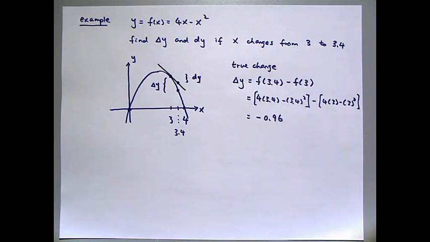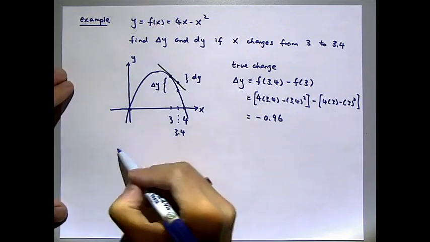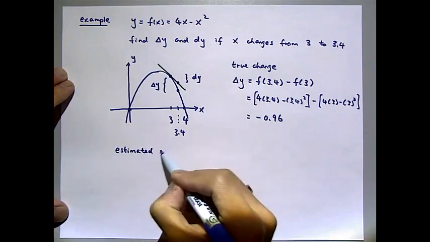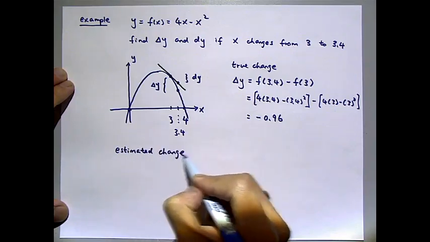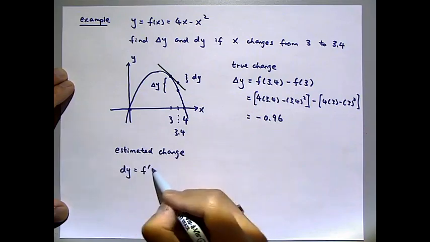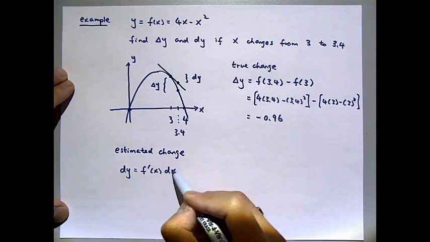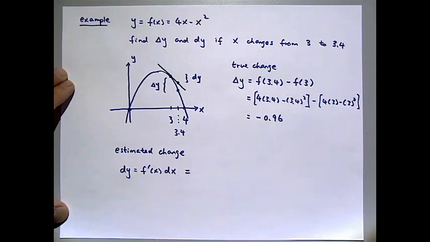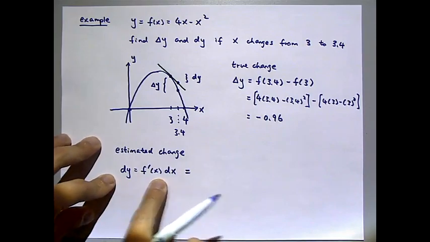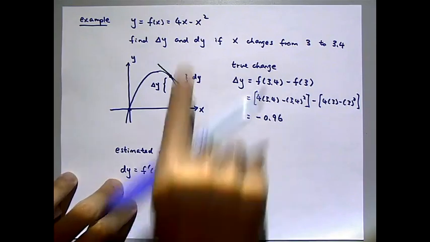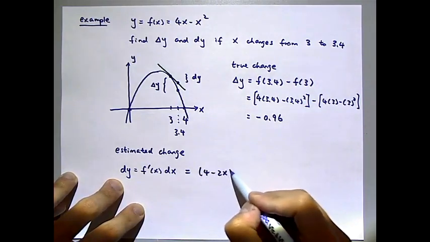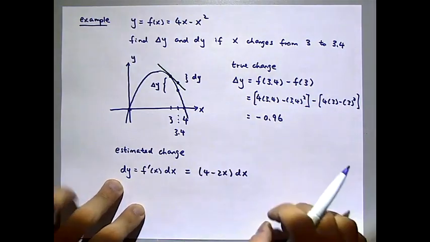Let's see what the estimated one would be. The differential dy is f prime, the derivative, times dx. Derivative is simple: 4 minus 2x. And dx is dx.